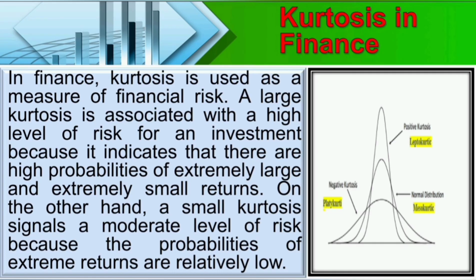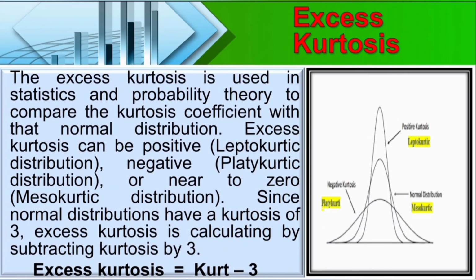Excess kurtosis. Excess kurtosis is used in statistics and probability theory to compare the kurtosis coefficient with that of a normal distribution. Excess kurtosis can be positive, a leptokurtic distribution, negative, a platykurtic distribution, or near zero, a mesokurtic distribution. Since normal distributions have a kurtosis of 3, excess kurtosis is calculated by subtracting 3 from the kurtosis. Therefore, excess kurtosis is equal to Kurt minus 3.